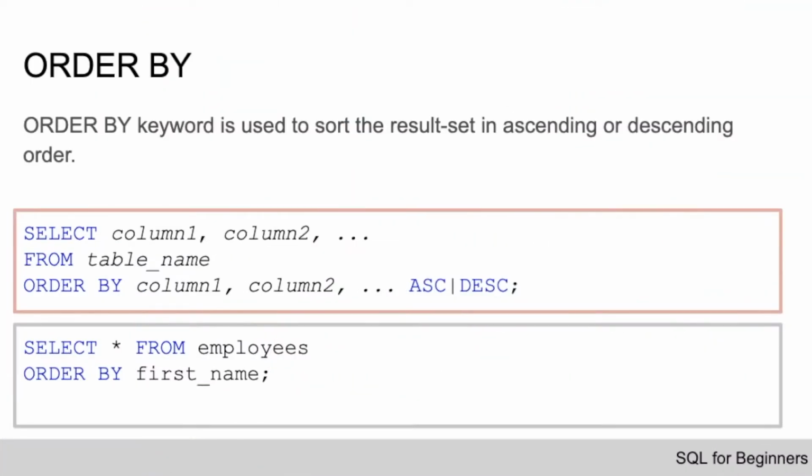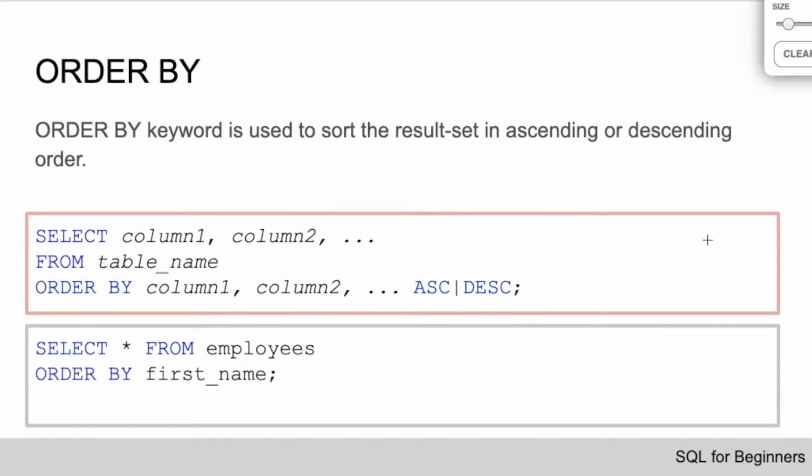In this video, I'm going to teach you how to use the ORDER BY keyword in SQL queries. This keyword is used to sort the result set in ascending or descending order. The ORDER BY keyword sorts the records in ascending order by default. To sort the records in descending order, you would have to use this keyword.